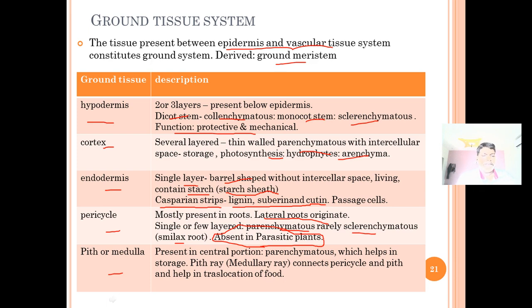The next is pith, the central portion. It is parenchymatous and may function as storage. The medulla, or medullary ray or pith ray, connects the pericycle and pith, especially for the translocation of food material. So these are all the things that come under ground tissue.